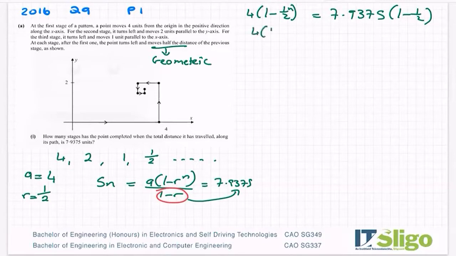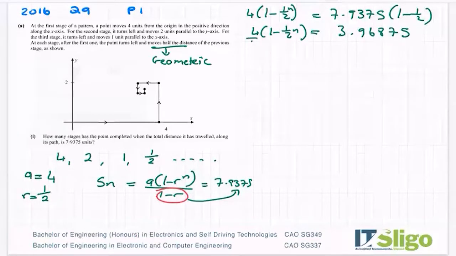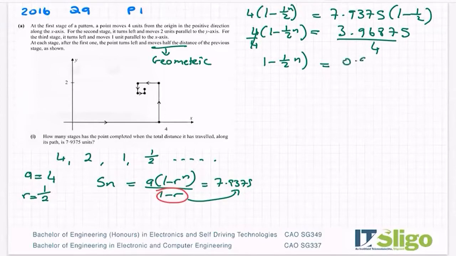So it's 4 times 1 minus a half to the power of n is equal to 7.9375 multiplied by a half. So I got 3.96875. Okay, I'm then going to divide both sides by 4. So I'm trying to get at that n that's in it. Divided by 4, 0.9921875. Okay, of course you could leave it as a fraction, 127 over 128.